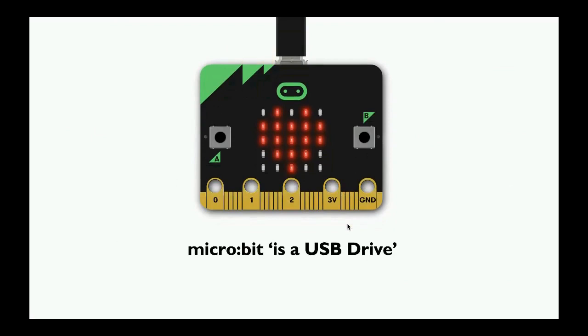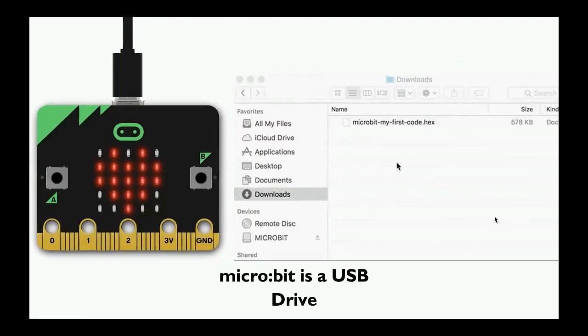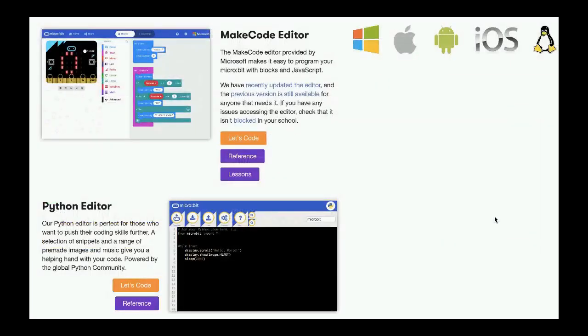So I said that the microbit is a USB drive, and this is one of the key things that helps it work well in the classroom: when you plug it in, it shows up as a USB mass storage device on the computer, and that means that you can drop code onto it in order to program it. So I'll do the demo of this later, but you can just drag and drop code onto the microbit drive, and the LED blinks to tell you it's updating, and then your code runs on the microbit.